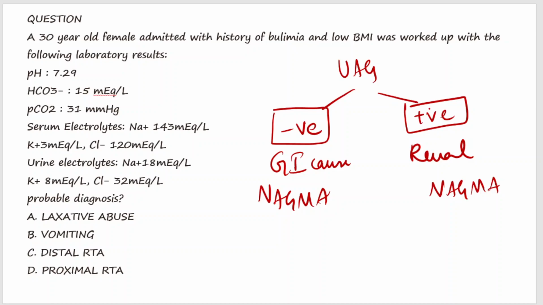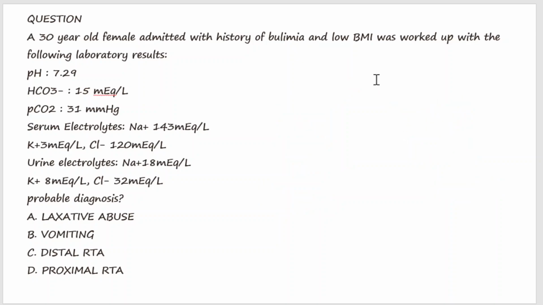Alright, now let's see how the urinary anion gap can be negative or positive. Now, what happens in case of acidosis?